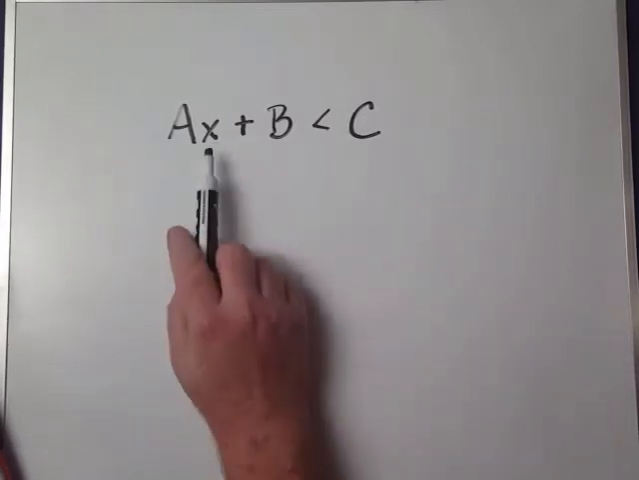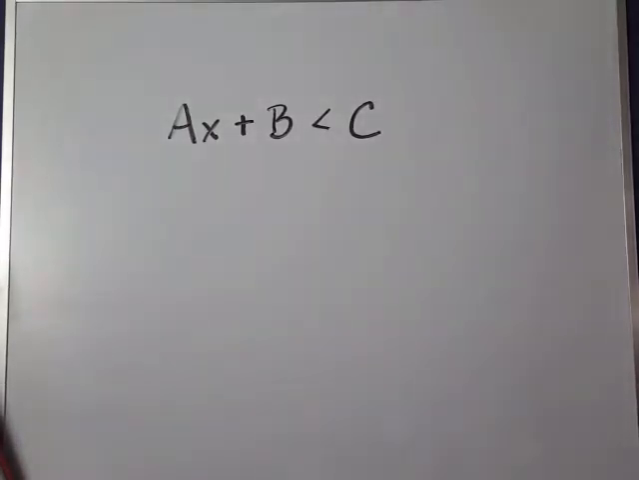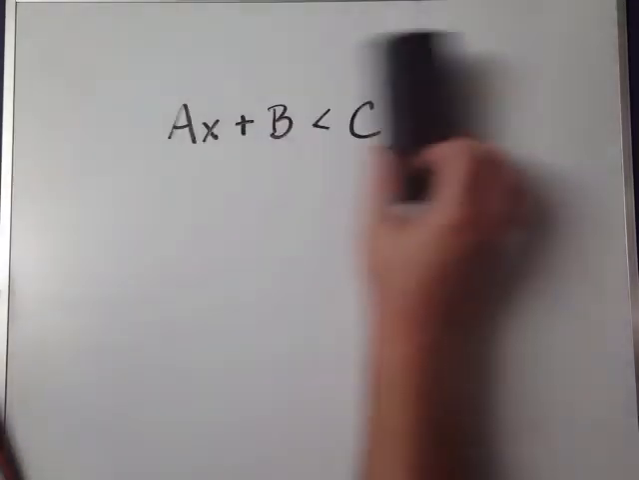Linear still means that our variable, x in this case, is raised only to the first power, and that x is the only variable in the problem. Everything else will be numbers. Now, before we jump into solving these inequalities, let's talk a little bit about notation.